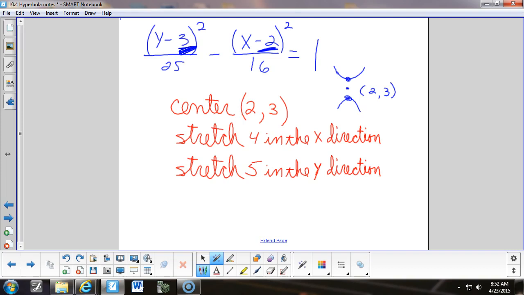It's with the number that it's with. The 3 is with the y. That puts the y value of the center at 3. The x value of the center is at 2.